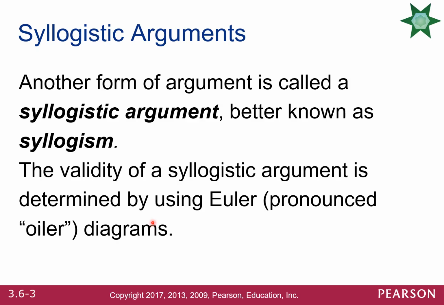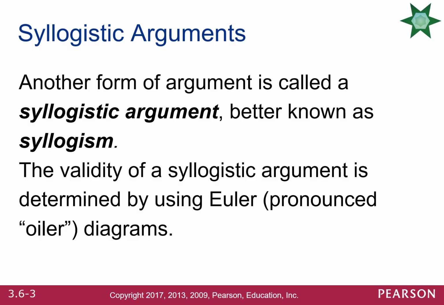Now, in symbolic arguments, the words and phrases that we have used were the and, the or, the not, the if then, the if and only if. Those were the different words and phrases in symbolic arguments. In syllogistic arguments, we will look at statements that begin with all are, some are, not all are. This is something that we had briefly touched upon in the very first section of this chapter, but we are going to revisit such statements and then look at arguments using those statements.